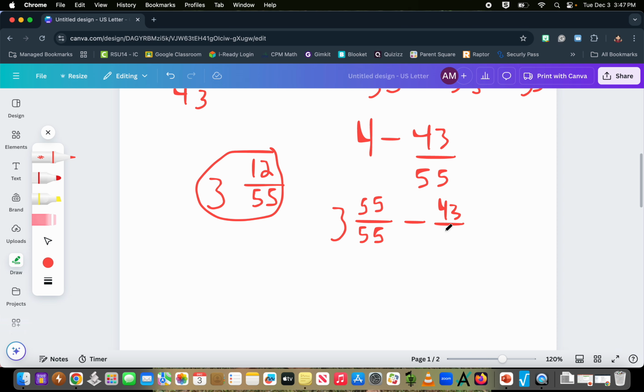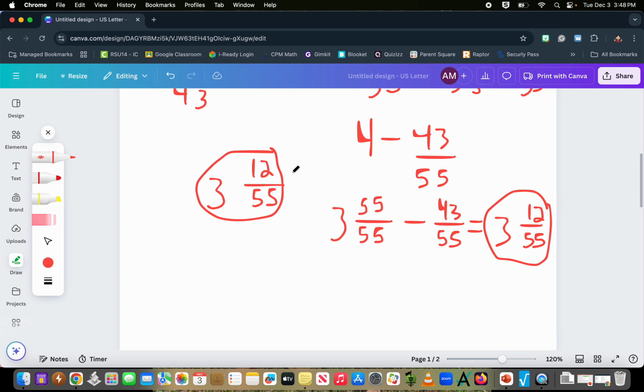So I bring this down here. I have a common denominator. 55 minus 43 is 12 over 55, and then I know that my whole number is 3. So my final answer, doing it this way, is 3 and 12/55.